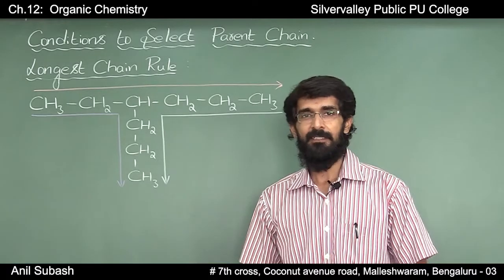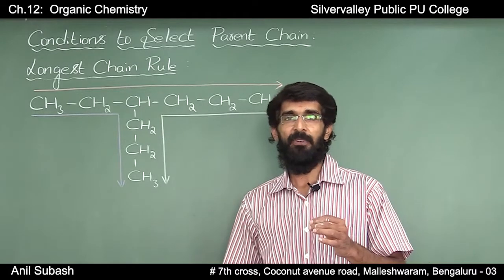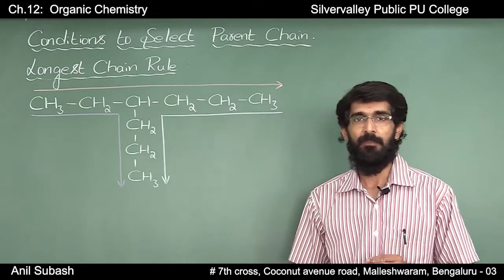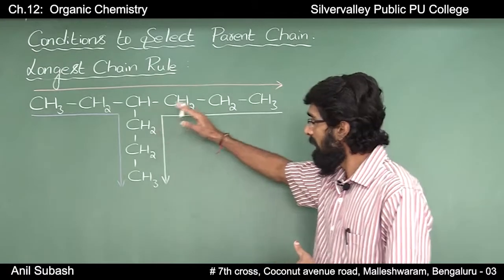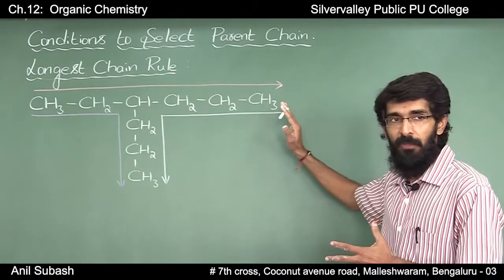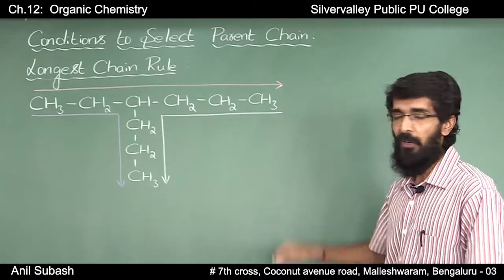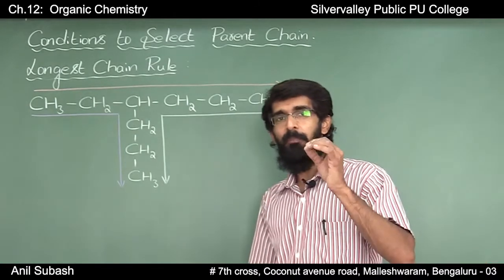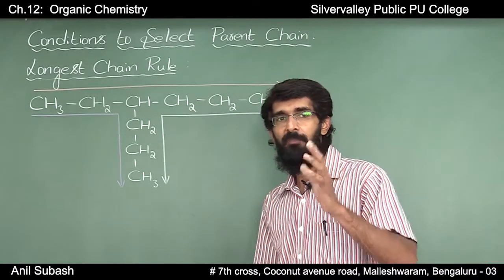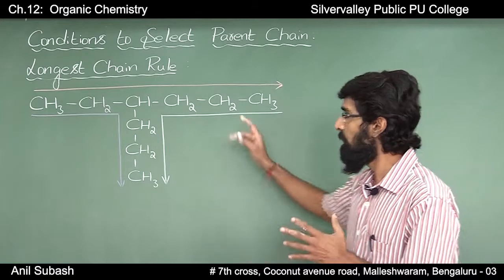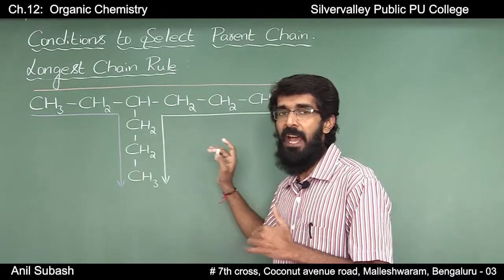Now let us consider certain examples to identify the parent chain. I have written a compound, and in this compound there may be 3 possible carbon chains, which I have indicated by the arrow marks.